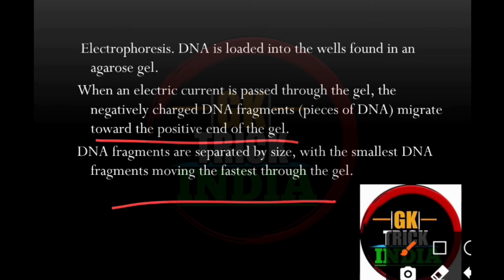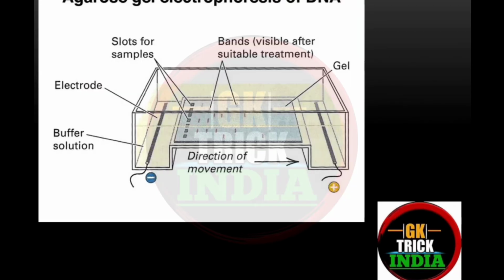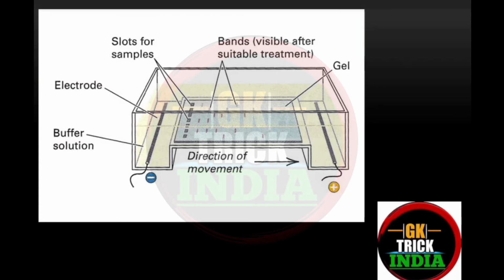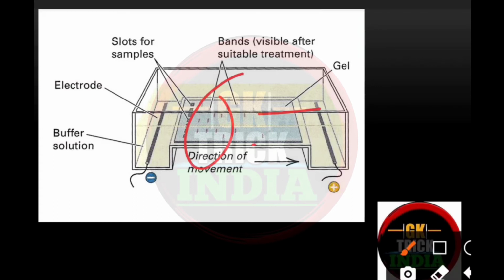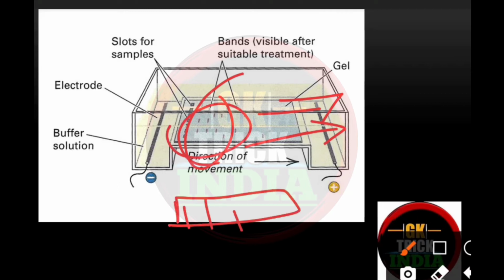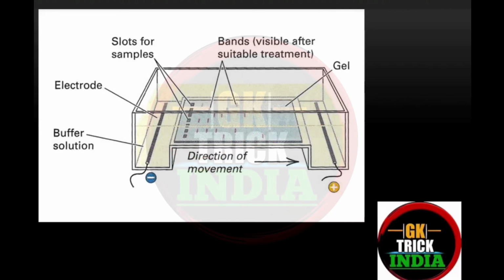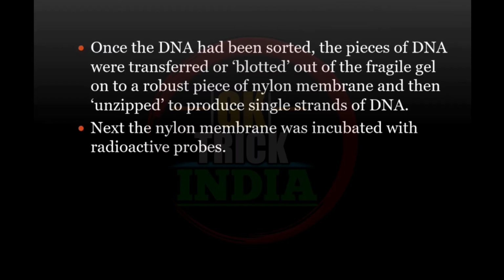The correct accurate pieces of the largest sample get accumulated here. We are seeing this: small pieces can move faster through the gel and the big pieces move slower, which is a correct pattern, so they separate here. So by this we are able to separate the DNA fragments by this process.